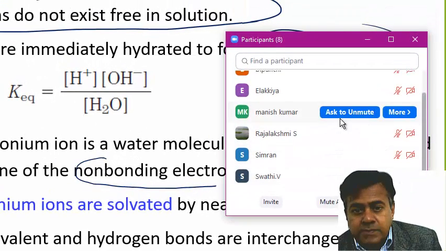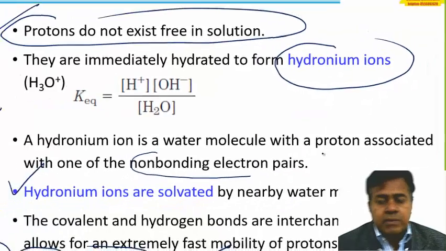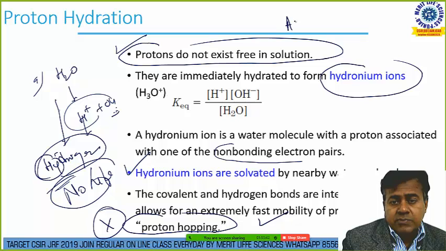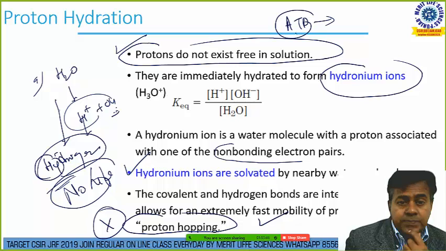So what is proton hopping? Very simple. I can give you the example. The formation of ATP. The formation of ATP is because of, tell me now, why I am saying ATP is the best example of proton hopping.